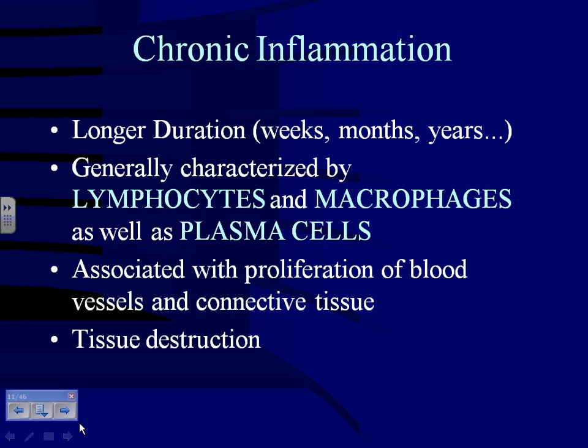Now, what about chronic inflammation? Chronic inflammation is usually of longer duration. It can last for weeks, months, years. It's generally characterized by the presence predominantly of your mononuclear cells, your lymphocytes, your macrophages, as well as plasma cells. It often causes or is associated with the proliferation of blood vessels and connective tissue. In other words, it's almost like it's starting to want to form a scar in a way. And certainly can cause tissue destruction.